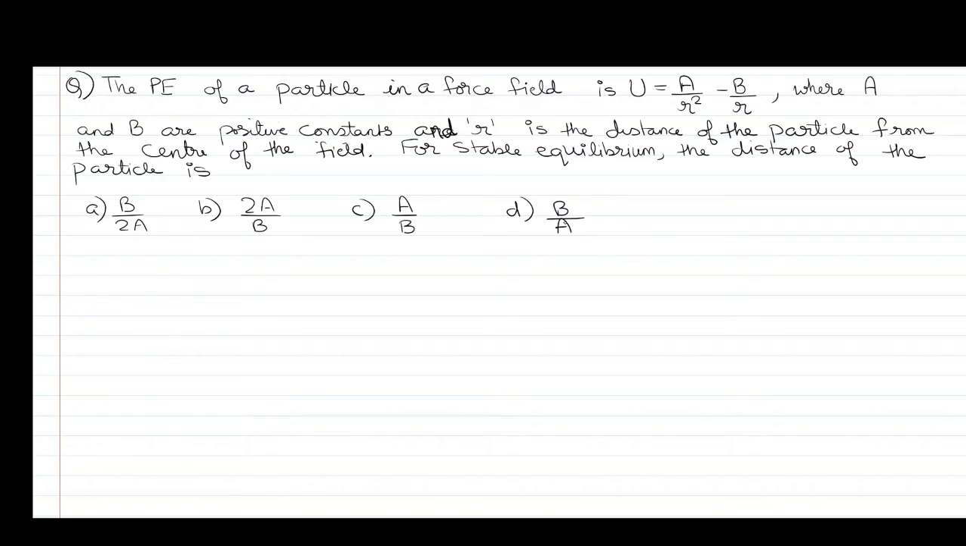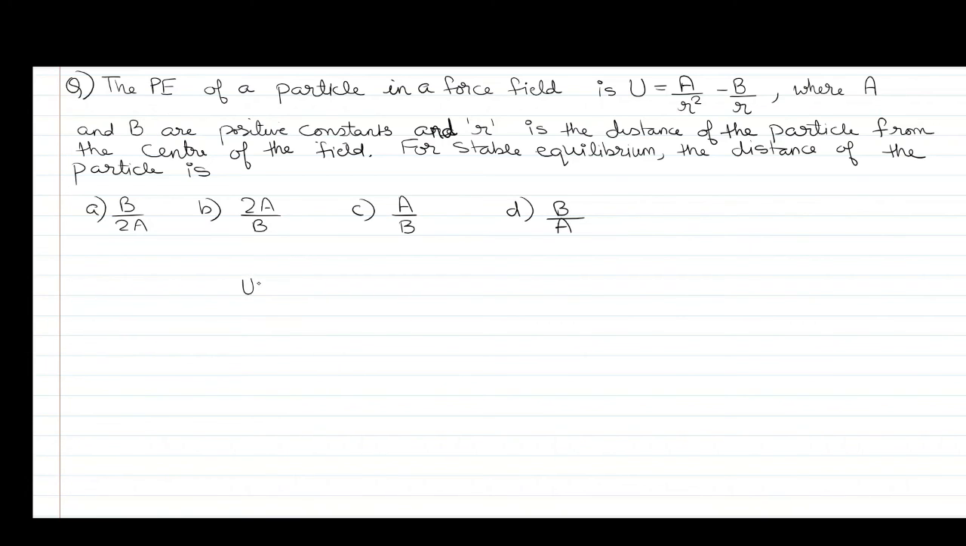So let us have a look at this question. It says that the potential energy of a particle in a force field is U is equal to A upon R square minus B upon R, where A and B are positive constants and R is the distance of the particle from the center of the field. For stable equilibrium, the distance of the particle is, and they have given four options. So we have to simply use the logic that one time differentiation of U will be 0.